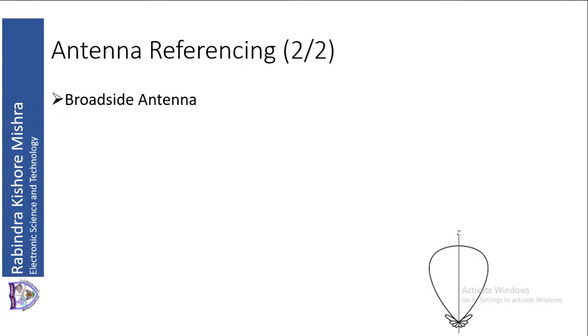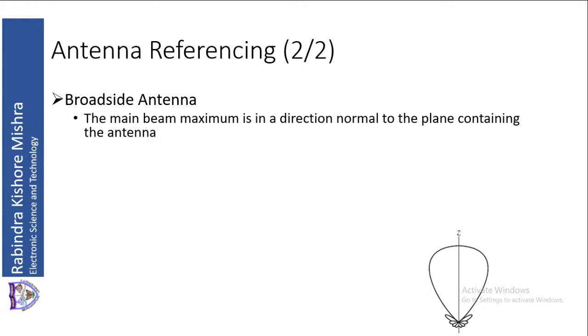Broadside direction means the antenna is in one plane, and you draw a perpendicular to that plane, and the radiation pattern is along that perpendicular. If the radiation pattern is normal to the plane containing the antenna, then that antenna is called a broadside antenna. So this is a broadside antenna.